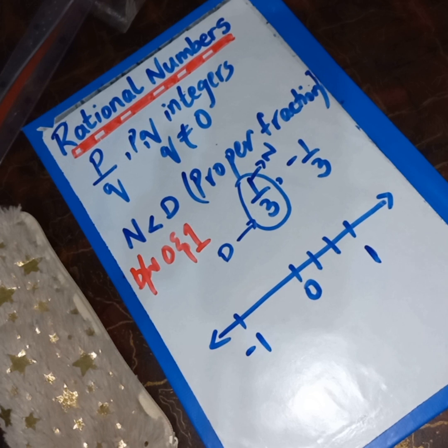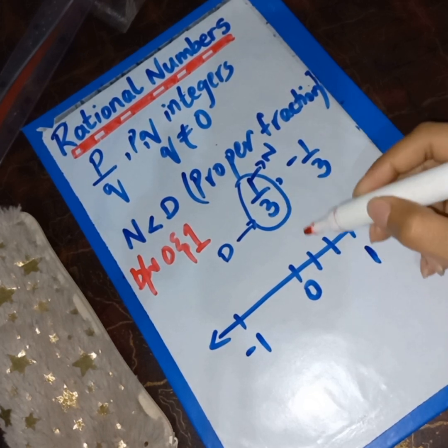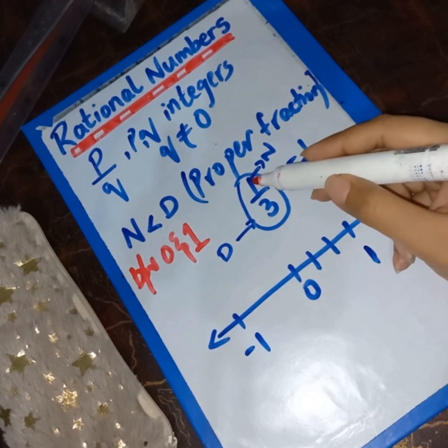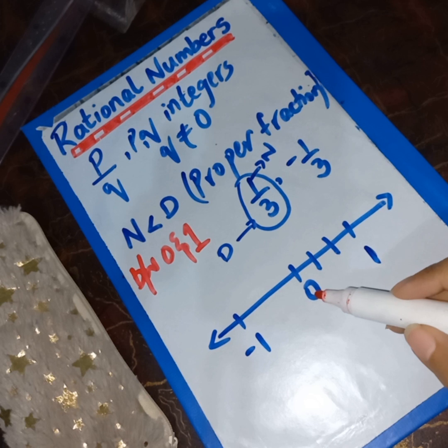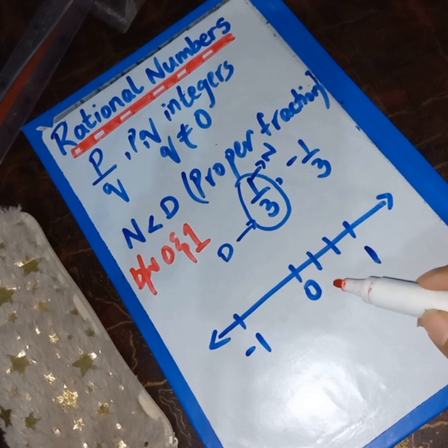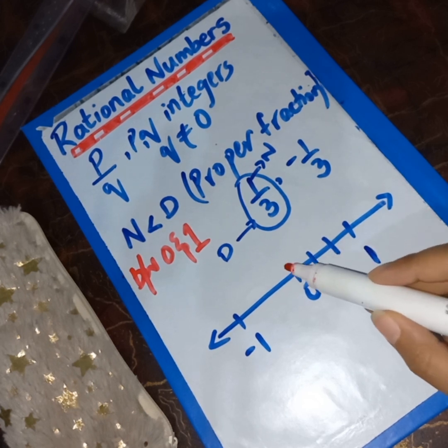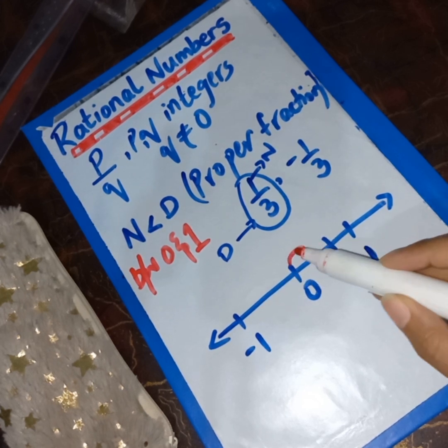Right now I am talking about this 1 by 3. As per the requirement, this 3 told me that I need to make 3 equal parts, which I have made. And this numerator 1 tells me the actual place, in terms of the number of parts from 0. One part from 0, the first part, means this part.